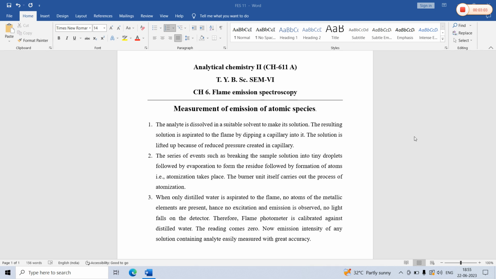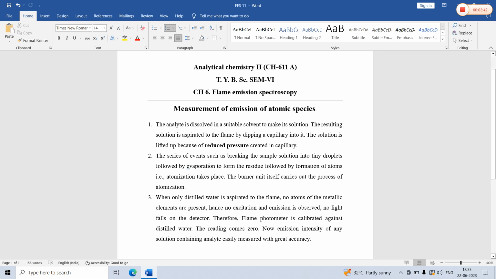The resulting solution is aspirated into the flame by dipping a capillary into it. The solution runs into the capillary by a reduced pressure. Reduced pressure is very important, because in the capillary reduced pressure is created and that capillary is inserted into the solution so that the solution is lifted up and reaches the flame.